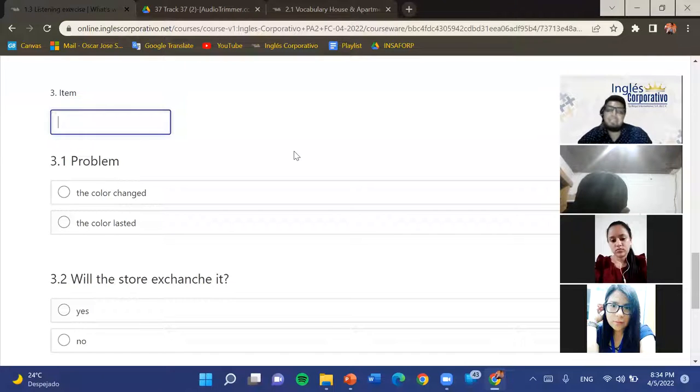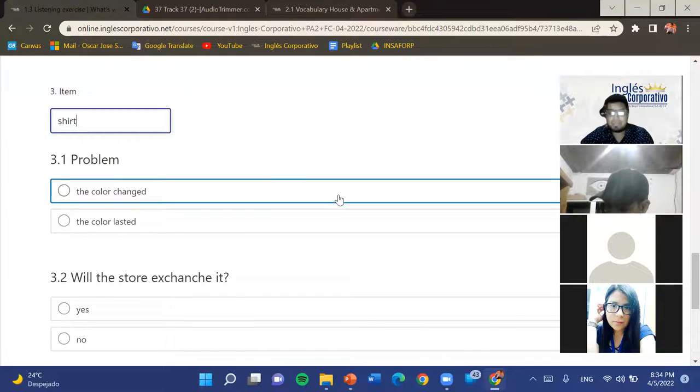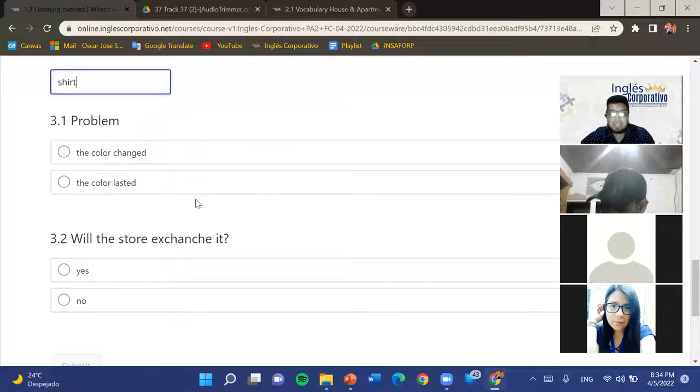No, problem number three. Ahora sí, entonces, Melissa. What was the item mentioned in problem number three? I think that was a shirt. Okay, so we're going to try with shirt. With shirt only, not t-shirt, but shirt. All right, and what is the problem?